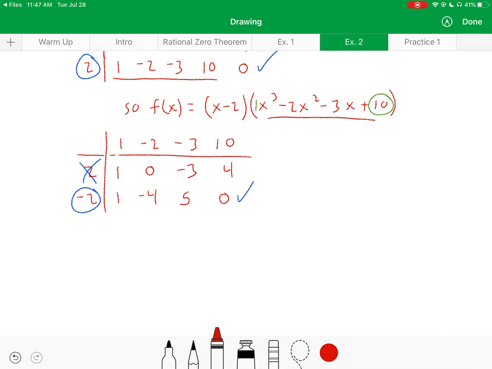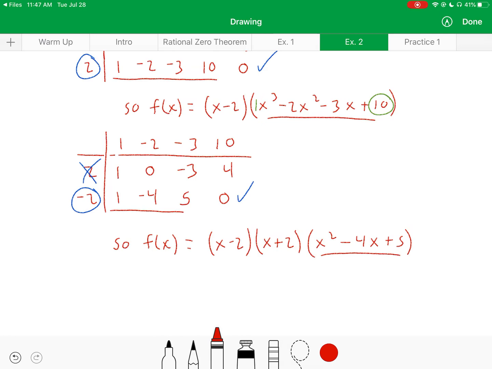And now I can give you a slightly more factored form for the function. I can say that f of x equals our original factor of x minus 2 times x plus 2, and then use the 1, the -4, and the 5 to give me a quadratic factor, x squared minus 4x plus 5. Okay. All right, now I'm not done. I found 2 zeros for the function, but it should have a total of 4. The degree of this function is 4. The other 2 zeros are going to come off of x squared minus 4x plus 5.